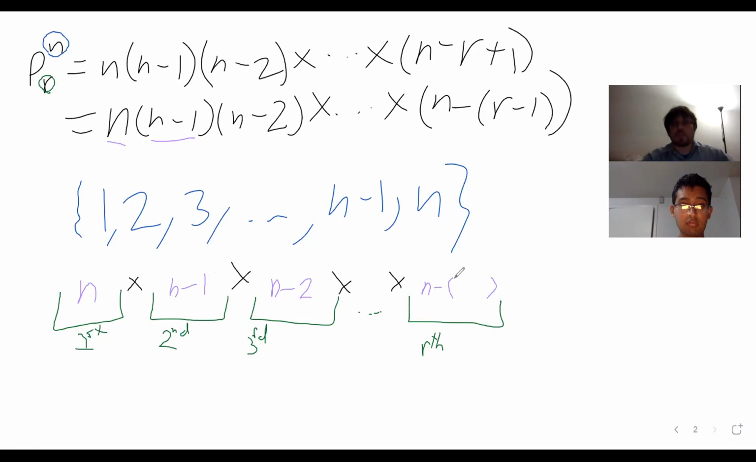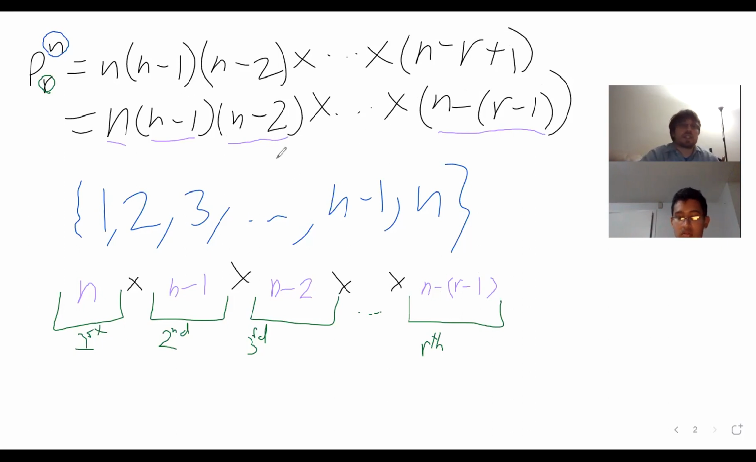Good, you're right. So it's n minus (r minus 1). That's the number of choices you have for the rth one. And that's why the last thing in this product is not n minus r. It's n minus (r minus 1). And when you distribute the minus sign, you get n minus r plus 1. That's why this product has this weird final term, n minus r plus 1. It's really n minus (r minus 1), and that corresponds with the number of choices you had for the last thing.